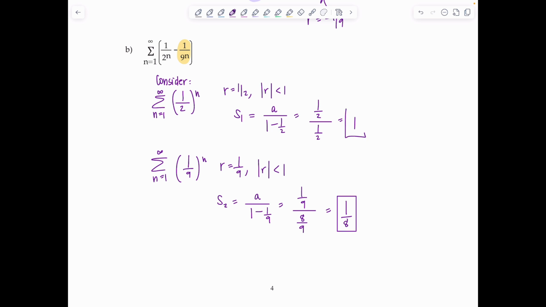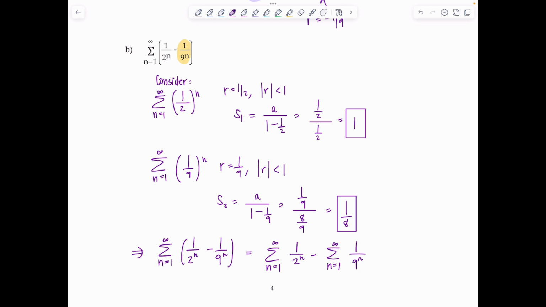So they both converge. So then that means I am allowed to write the sum, n equals 1 to infinity, of 1 over 2 to the n minus 1 over 9 to the n. Now I can write this since I've justified that each of these converges. Do you see? Yes, very dangerous if you split it without confirming first. It may not be true. So then this is 1 minus 1/8, which is 7/8. Good? Very nice. Okay.